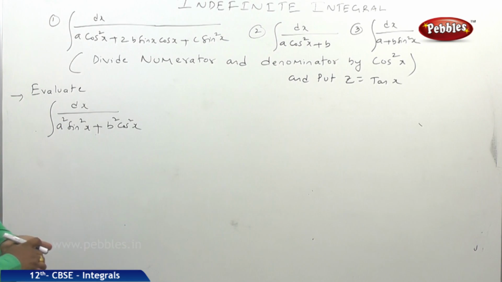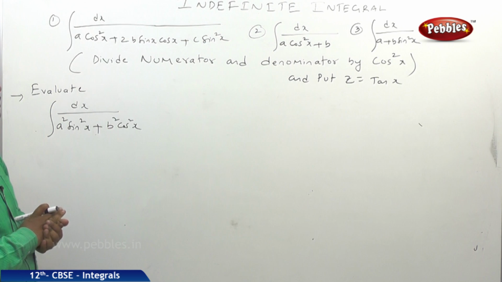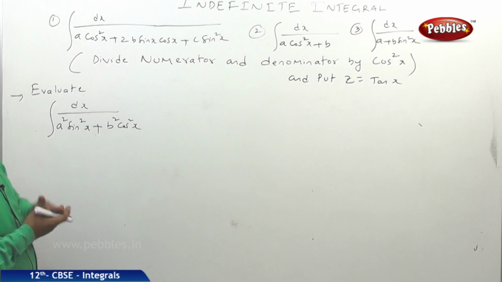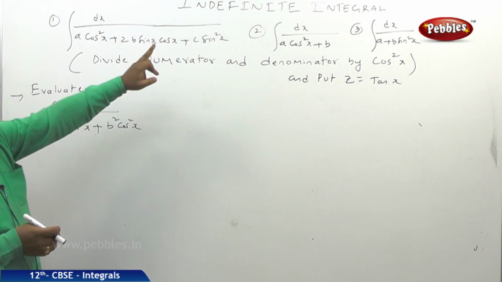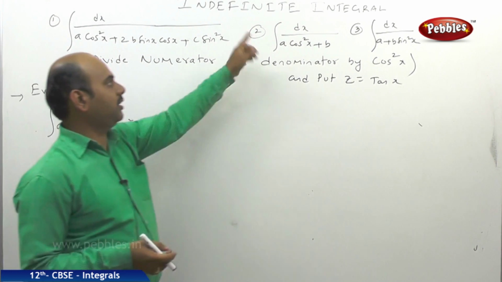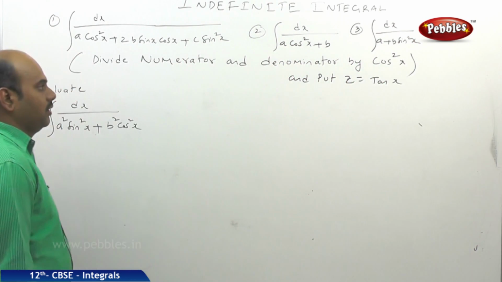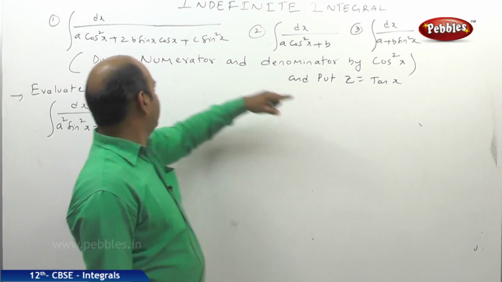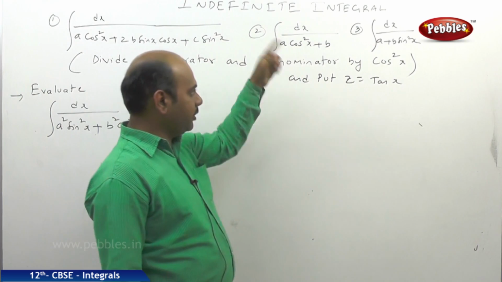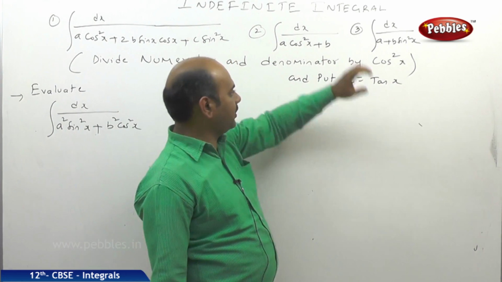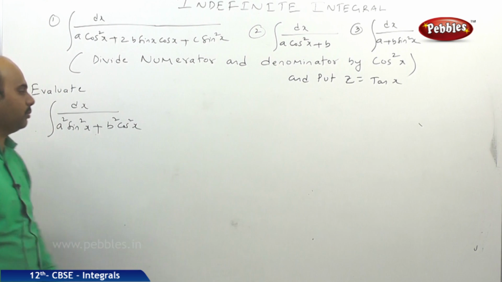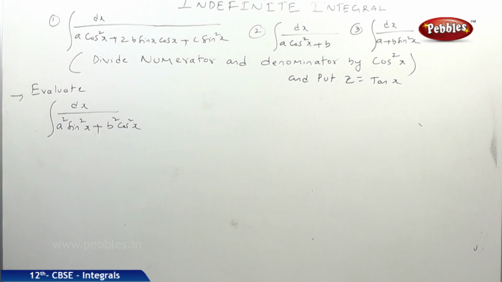So students, we shall be going for the next level of integration. If you come across integrals of the type dx by (a cos square x + 2b sin x cos x + c sin square x), and dx upon (a cos square x + b), and dx by (a + b sin square x), you need to get an idea that the whole expression should be divided, that means both numerator and denominator should be divided by cos square x, and after that, you need to put z is equal to tan x. So directly I am going for a problem. A problem is given to us. Evaluate the integral of dx by (a square sin square x + b square cos square x).